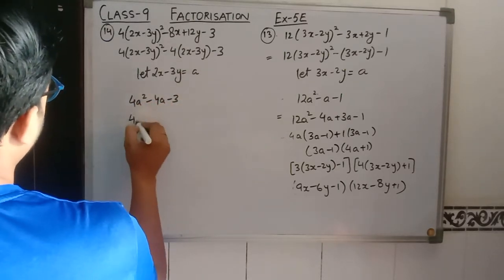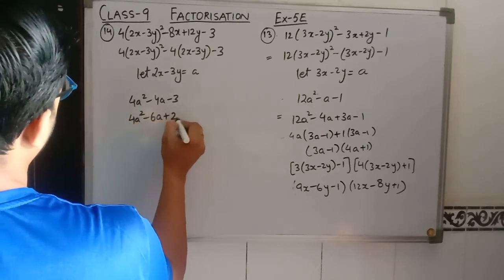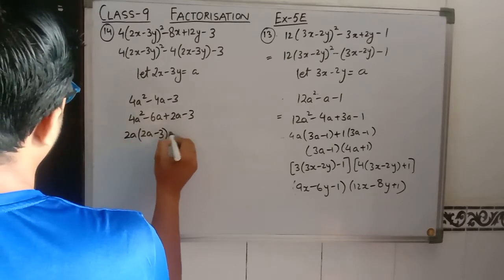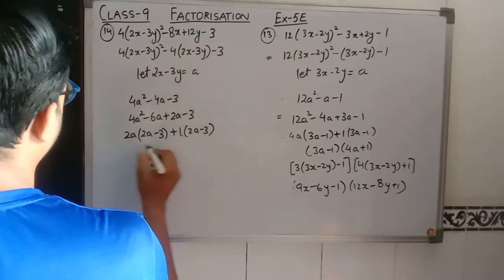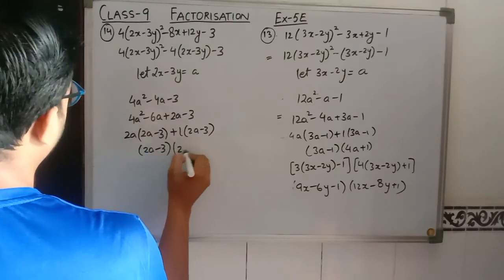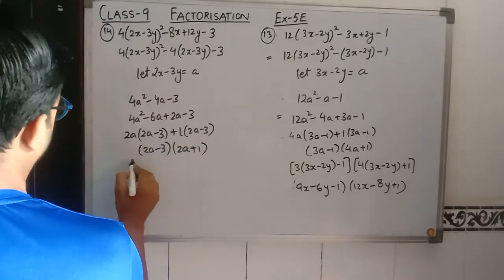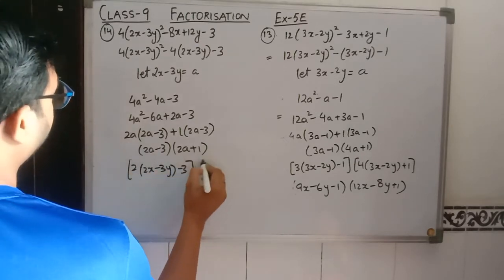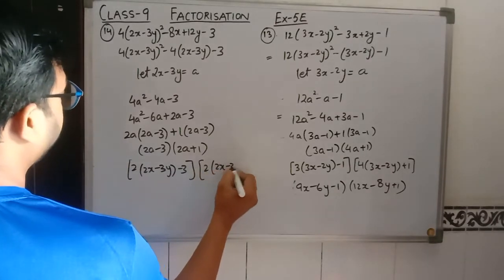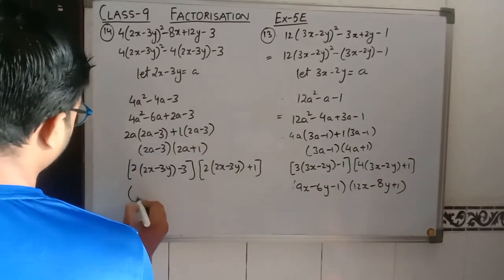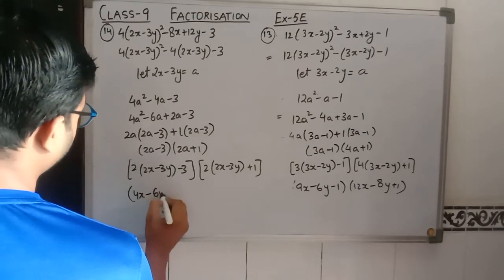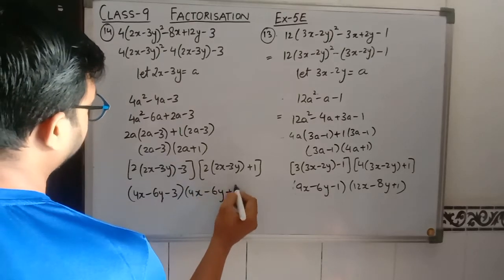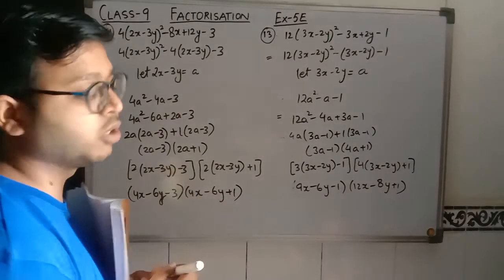4 3s are 12, so 6 and 2 we can break it: 4a square minus 6a plus 2a minus 3. In the first two terms 2a can be taken as common, so 2a minus 3. In the last two terms nothing is common, so again 2a minus 3. 2a minus 3 in the first bracket, 2a plus 1 in the second bracket. Now apply the value of a. So it will become 2x minus 3y minus 3, again a value 2x minus 3y, now plus 1. Now solve it. It will become 4x minus 6y minus 3 and 4x minus 6y plus 1. So this is the final answer of question number 14.